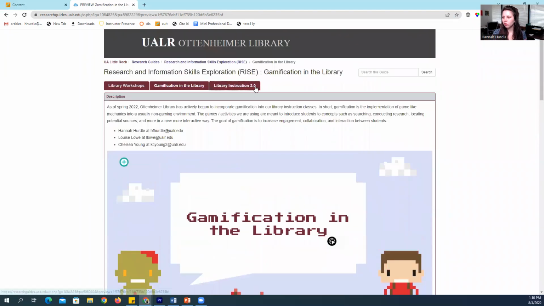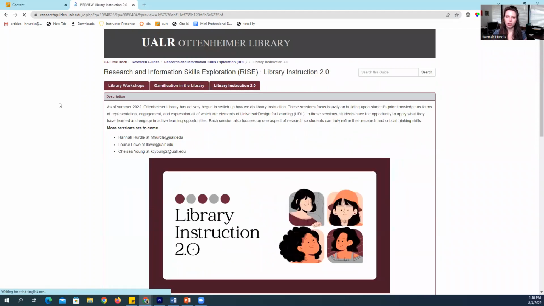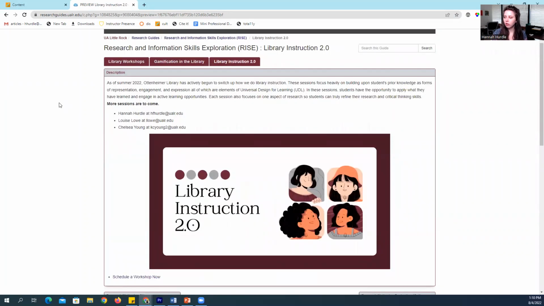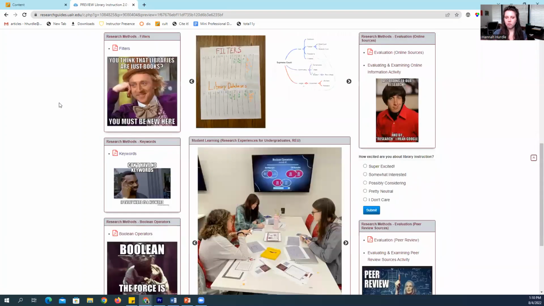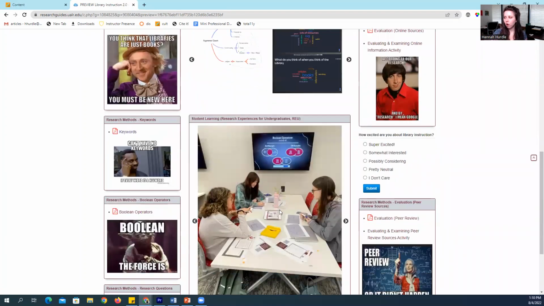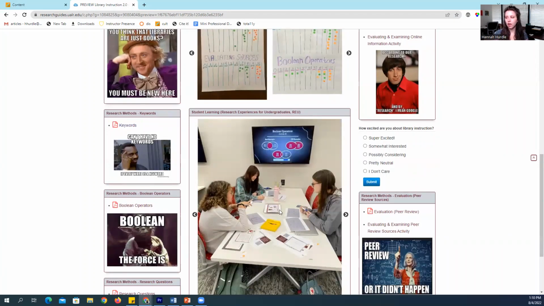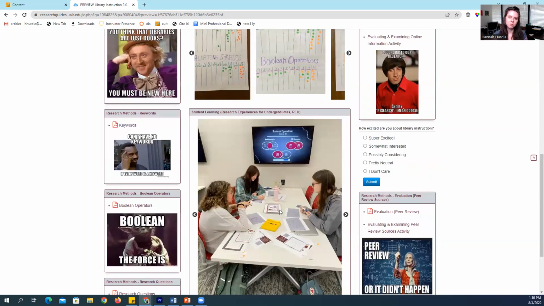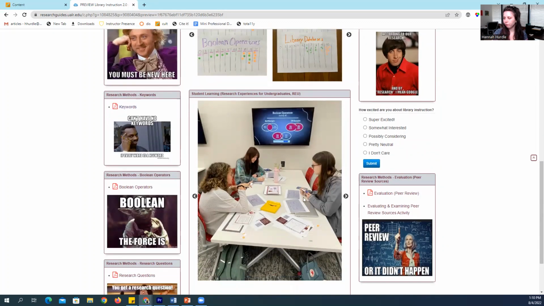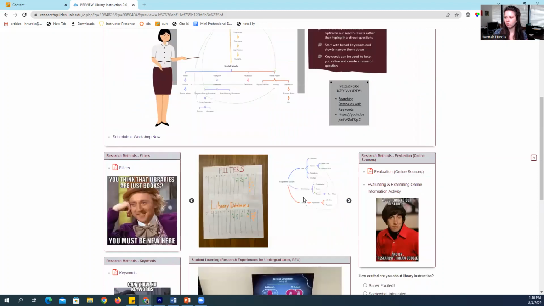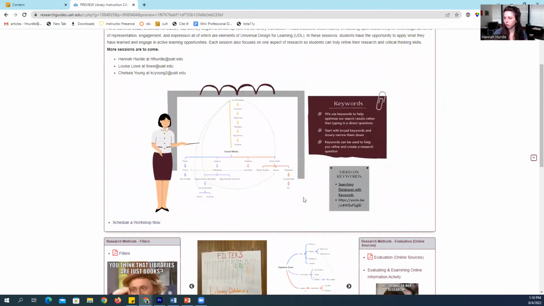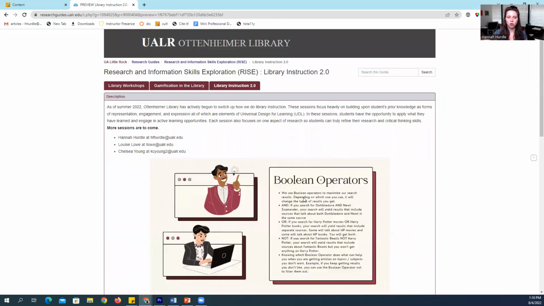And then we also, starting this year, started updating our library instruction modules. So we do library instruction 2.0. So we also have information on each of those. We partnered with the Student Learning Research Experiences for Undergraduates, or REU, and did 4 sessions for them this summer using these library instruction 2.0 modules. So you can view all that information on our LibGuide.